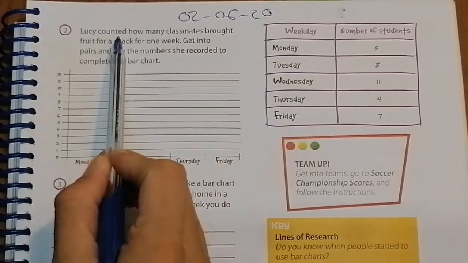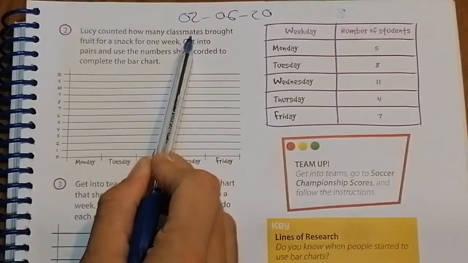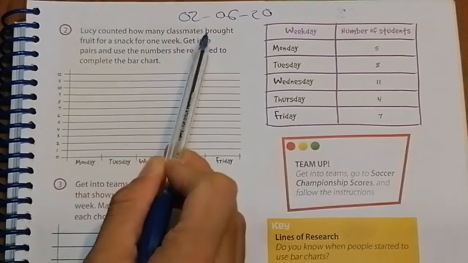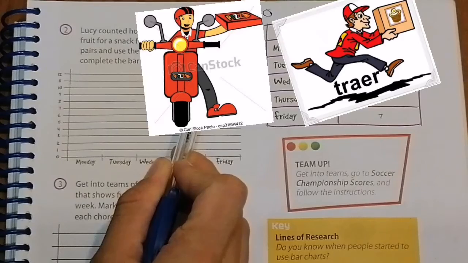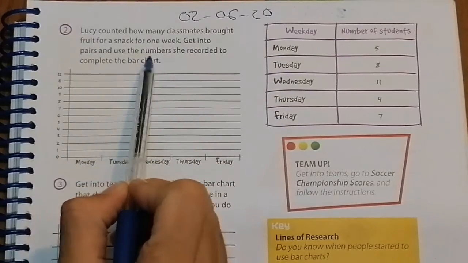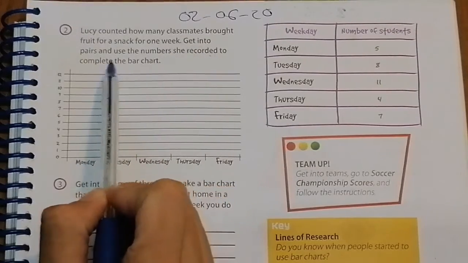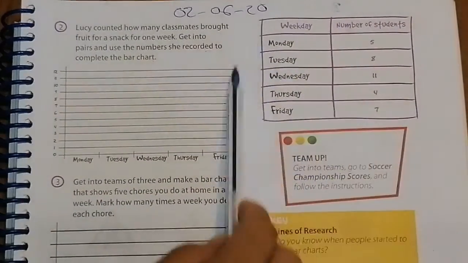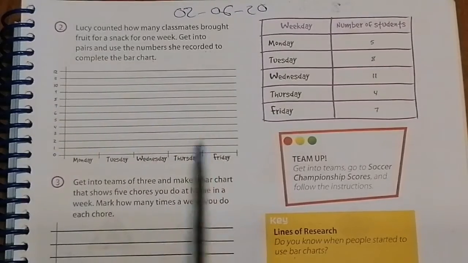Lucy counted how many classmates brought fruit for a snack for 1 week. Brought is the past tense of bring. Get into pairs and use the numbers she recorded to complete the bar chart. So with this information here, you're going to complete this bar chart here.